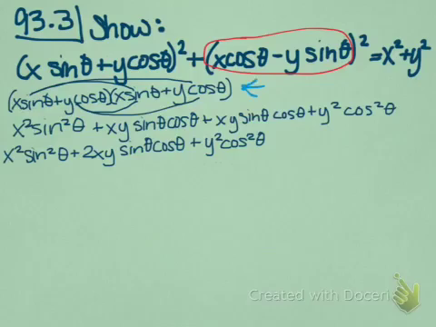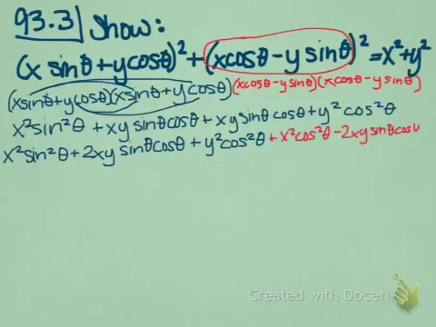Just refer back to that first part. I'm going to erase it because I know I've got writing over here. So we have x cosine theta minus y sine theta times x cosine theta minus y sine theta. That becomes x squared cosine squared theta minus 2xy sine theta cosine theta plus y squared sine squared theta. Now I have positive 2xy sine theta cosine theta and negative 2xy sine theta cosine theta. Those cancel each other out.